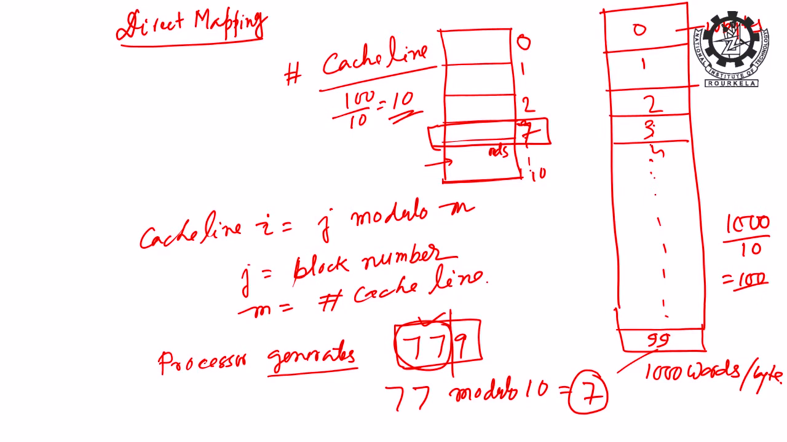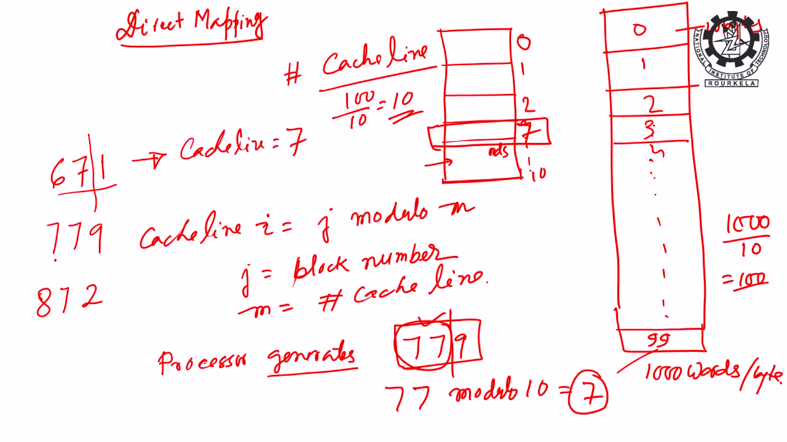Okay. Now, let us say 671, this is a different address, another address from 779, then maybe another address 872. So, what will be the corresponding mapping for these addresses? Here the block is 67. So, 67 modulo 10, then the cache line will be 7. Here is 77. So, then 77 modulo 10, again the cache line will be 7. So, 87, again the cache line will be 7. So, therefore, 67, 77, 87, all these blocks will be mapped to a single cache line in direct mapping.